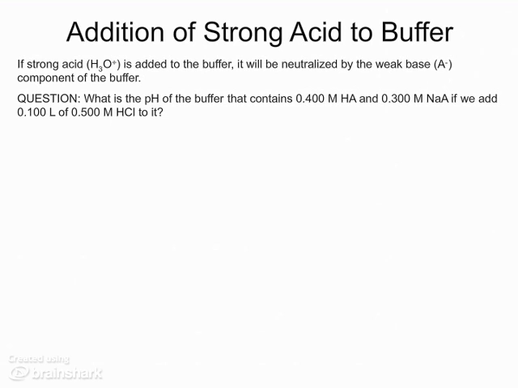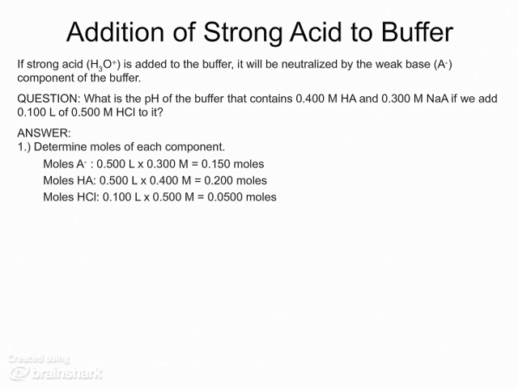Now we're going to calculate the pH of our buffer after we add strong acid. Strong acid reacts with the conjugate base component of the buffer. So we're going to figure out the pH of the buffer if the buffer contains 0.4 molar acid and 0.3 molar conjugate base, and we add 0.1 liters of 0.5 molar HCl to it. The first thing you always do is solve for moles. So for A minus we have 0.5 liters and 0.3 molar, so we have 0.15 moles. For HA we have 0.5 liters and 0.4 molar, so we have 0.2 moles. And for HCl we have 0.1 liters of it and it's 0.5 molar, so we have 0.05 moles.